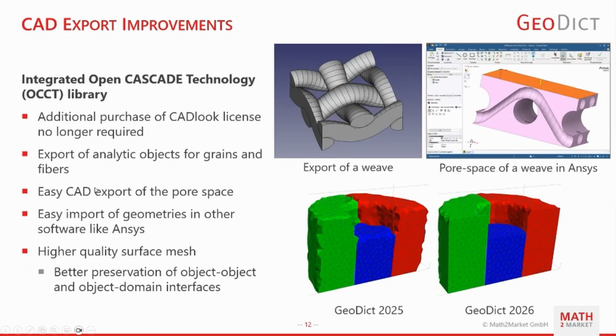Coming now from the import to the export of materials. Sometimes you want to use models created in GeoDict in another software. Until the current version, many CAD formats required the use of an additional tool called CutLook, which had to be purchased from another vendor. Now in the upcoming release, this will no longer be necessary. We have integrated a more powerful open source library into GeoDict. It's called Open CASCADE Technology, which allows export of STEP and IGES format. So now you can directly export the objects like grains and fibers. And it's also possible to export the pore space instead of the solid space.